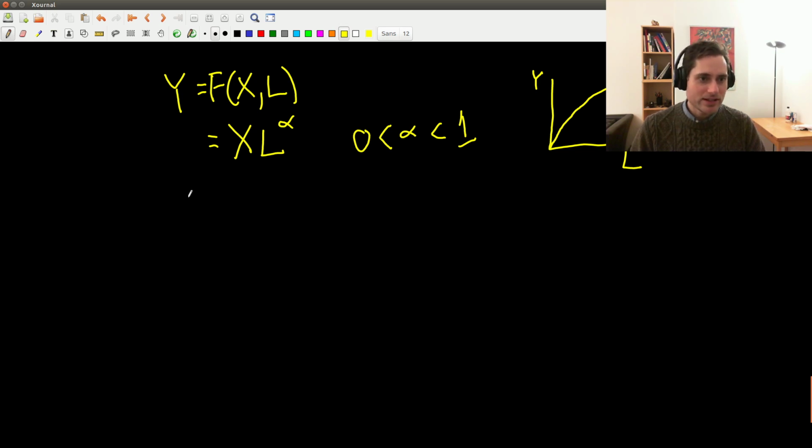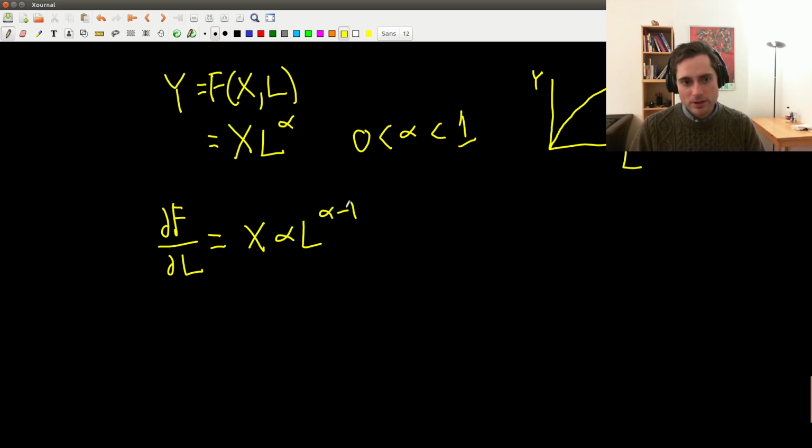Let's write that out. What is dF/dL? How does production change as we increase the number of workers? Well, it's x times alpha times L to the power alpha minus 1. Since alpha is between 0 and 1, the exponent is negative, so this is always positive, but the rate is decreasing. The slope of this function gets lower as L gets bigger.